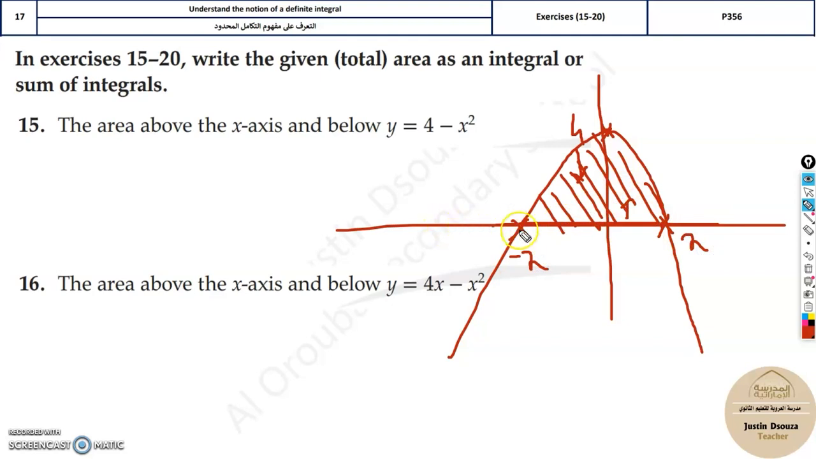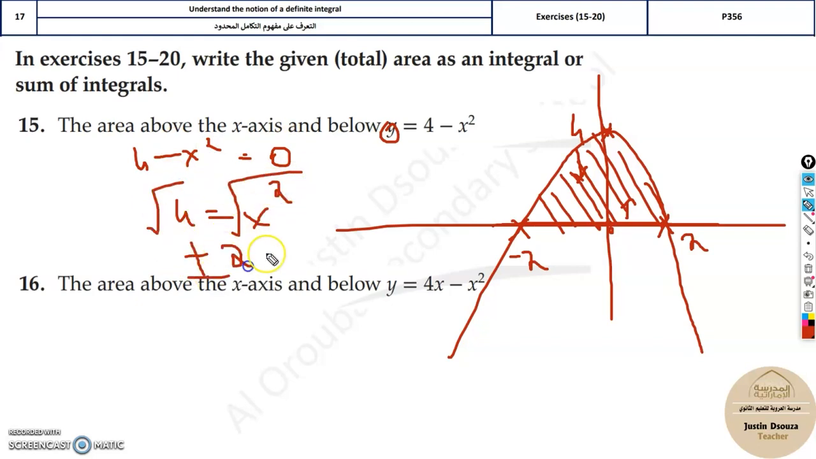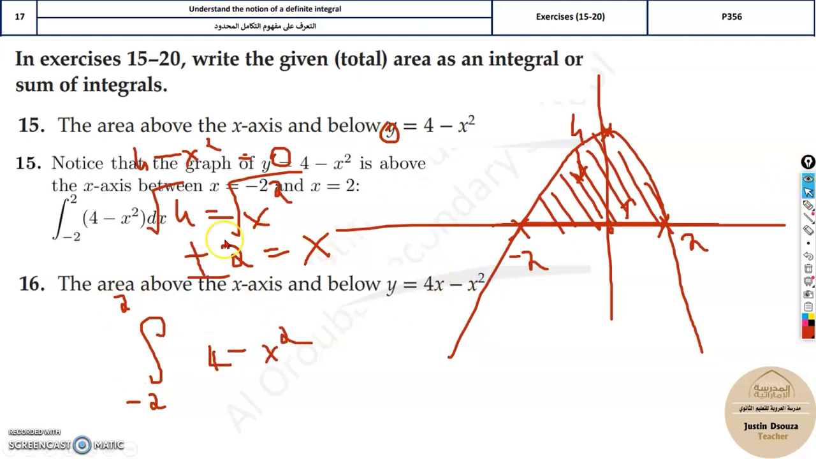How? Look, we have to find the x-intercept values. Whenever it is an x-intercept, what is the y value? It will be 0. So equate y to 0 and solve it. So it'll be 4 minus x squared equals 0. So x squared goes to the other side: 4 equals x squared. Take the square root on both sides. It is plus or minus 2. That is x, so minus 2 and plus 2. Now let us write the integral. The limits are from minus 2 to 2. What is the function? 4 minus x squared. That is it. That would be your answer.